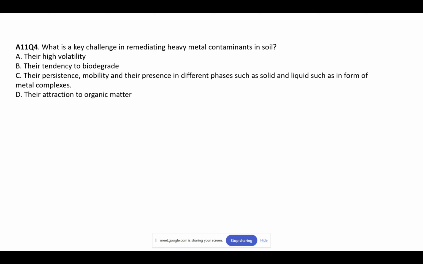So question number 4 is, what is a key challenge in remediating heavy metals contaminants in soil? Option A is their high volatility. B is their tendency to biodegrade. C, their persistence, mobility, and their presence in different phases such as solid and liquid, such as in form of metal complexes. Or D, their attraction to organic matter. So we have to tell what is the challenge in remediating the sites contaminated with heavy metals.